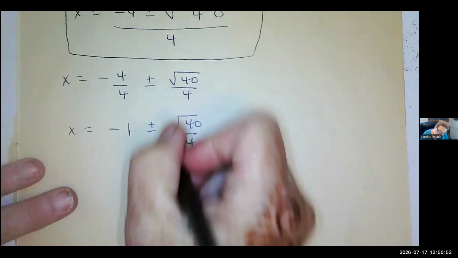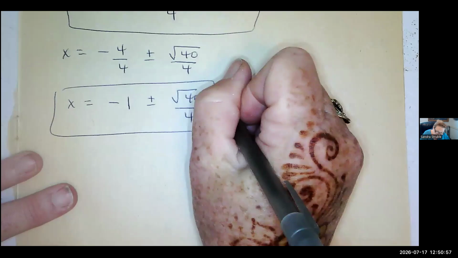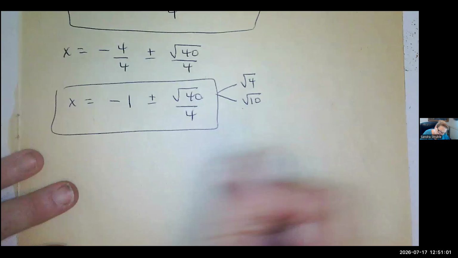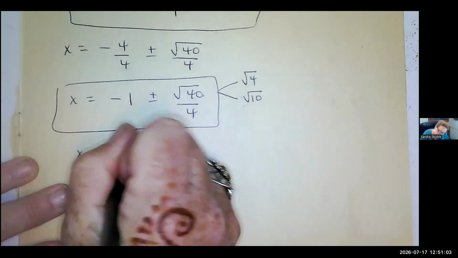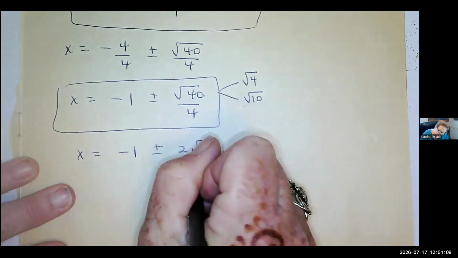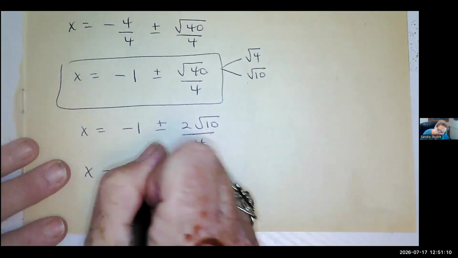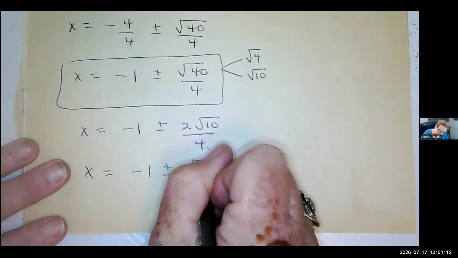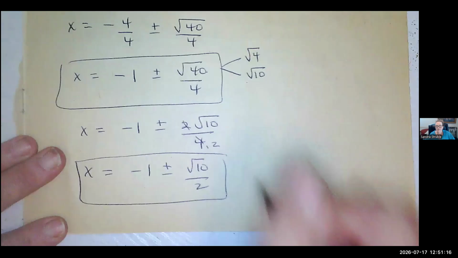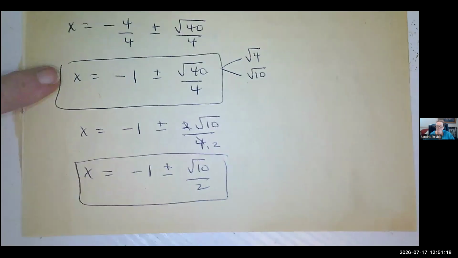To go further, take that square root of 40. It can become square root of 4, square root of 10. So x equals -4 plus or minus 2 square root of 10 over 4, which reduces to x equals -2 plus or minus the square root of 10 over 2. That's the final answer. Correct answer, bonus.